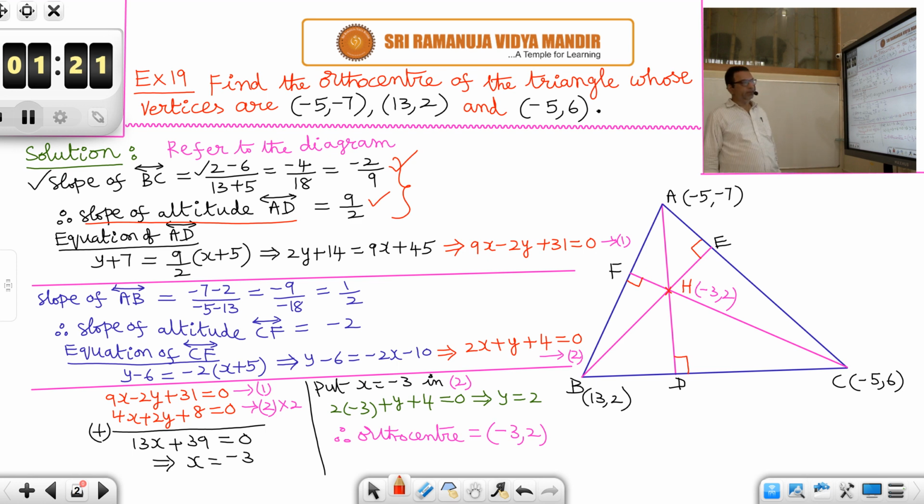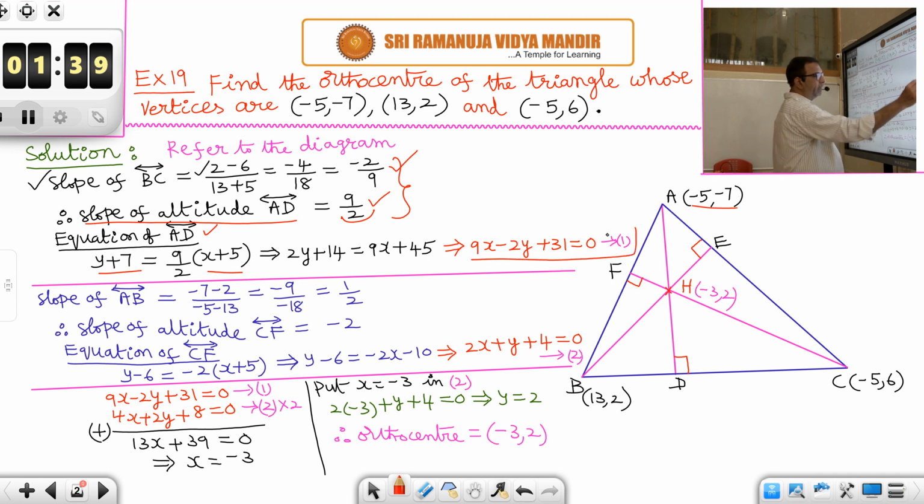Product is minus 1. Then the equation of altitude AD, point slope form. Point is minus 5, minus 7, slope is 9 by 2. So y minus y1 is equal to m into x minus x1. So the equation of altitude AD we have obtained here. Let us call this the first equation.